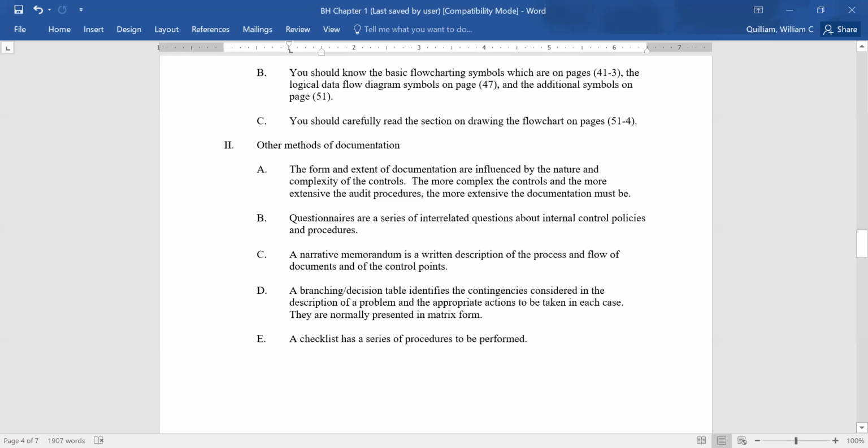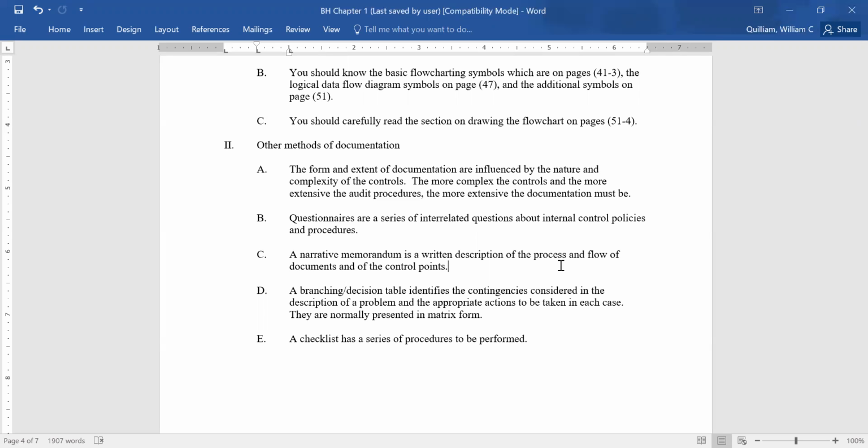Then, one method of documentation is a questionnaire. That's a series of interrelated questions about internal control policies and procedures. Auditors often use internal control questionnaires and let client personnel fill them out. It's a means of written documentation. So how'd you go about performing your job, for example?